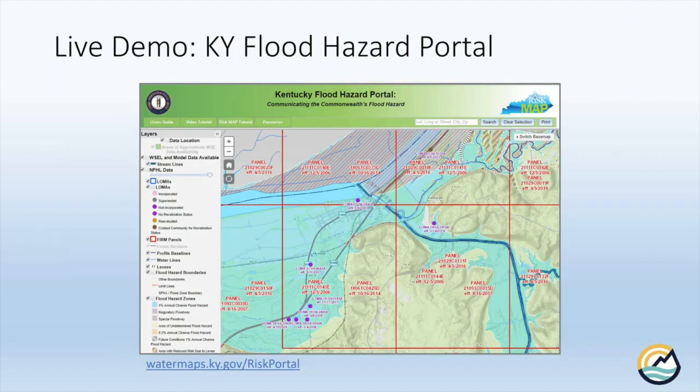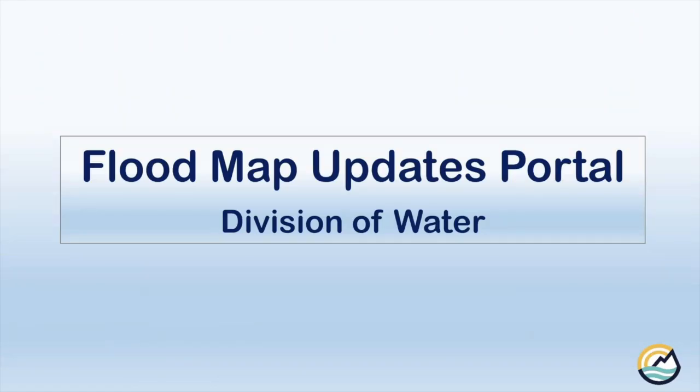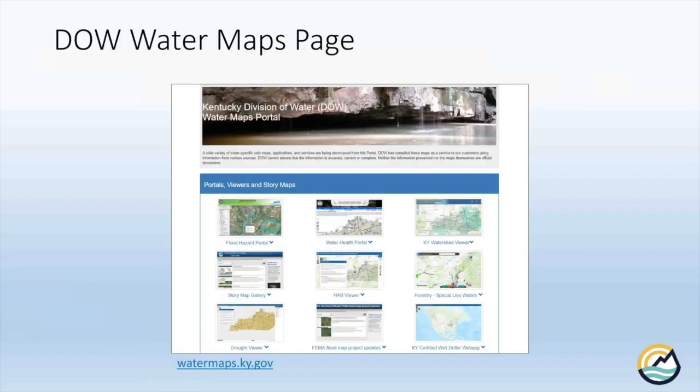The next one I want to call your attention to is the Flood Map Updates portal. This is another one of those web maps that are managed by Division of Water. And same way, it's on that DOW Water Maps page, watermaps.ky.gov. There in the very bottom center in that red box, you can see where it's located on the page. It's just the very bottom center, FEMA Flood Map Updates.